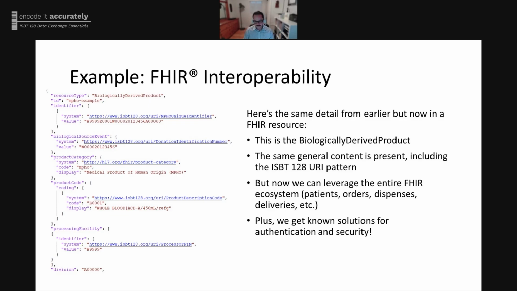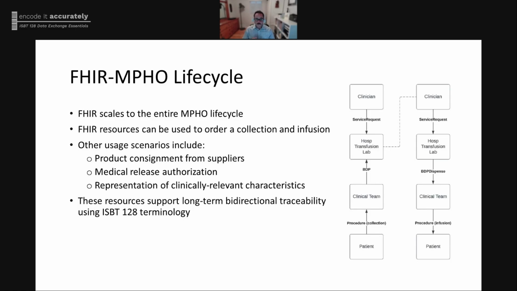With FHIR, we can model the entire MPHO lifecycle. For example, ordering a collection, tracking a stem cell infusion, maintaining traceability over time, from manufacturing all the way through to your EHR record for your patient. It also supports scenarios like product consignments, release authorization, and the recording of clinically relevant characteristics. In other words, FHIR scales to support all kinds of medical products of human origin.